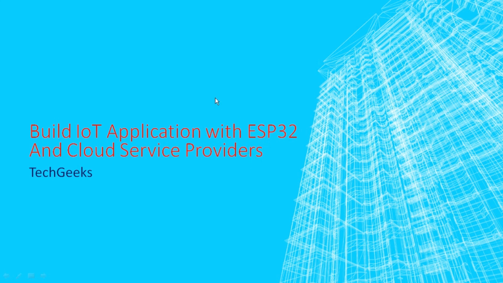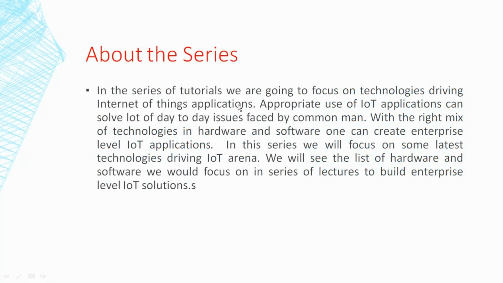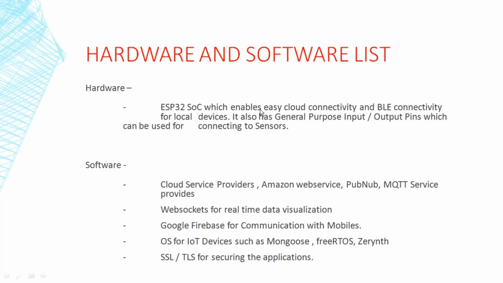So let's quickly go over to the next slide and see what technologies we are going to use. There are two parts: the hardware part and the software part. On the hardware side, we are going to use the ESP32 system on chip, which is a very low cost, low power module, and that enables us to connect to the cloud services very easily. Also, it provides BLE connectivity for local device communications. Also, it has general purpose input output pins which can be used for connecting to the sensors.